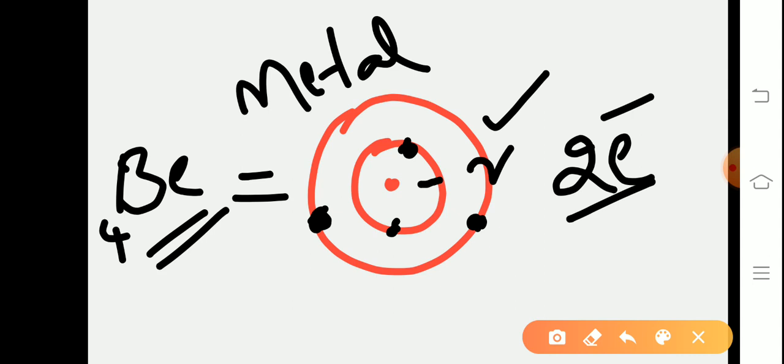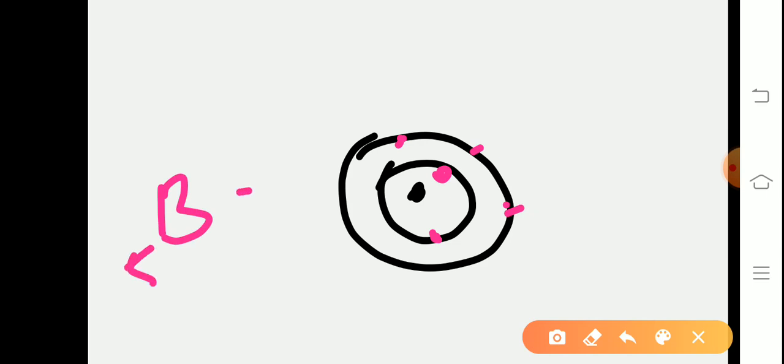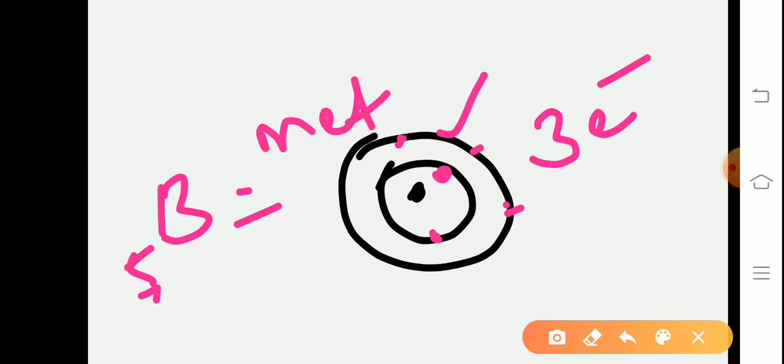Let me take another example. 1, 2, 1, 2, 3. How many electrons? 1, 2, 3, 4, 5. 5 means it's a boron atom. So whether boron is a metal or non-metal, the valence shell contains 3 electrons. If there are 3 electrons in the outer shell, it is considered to be metal. Obviously, yes, boron is a metal. Now take another example.